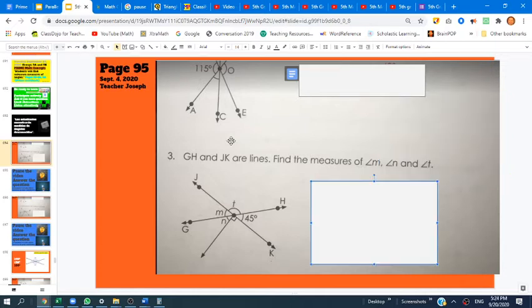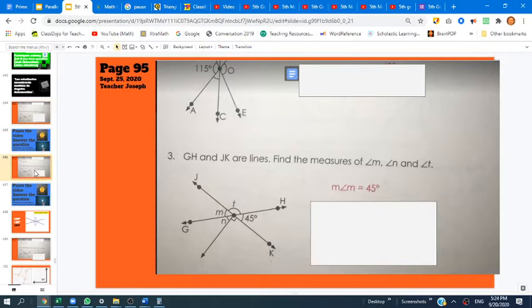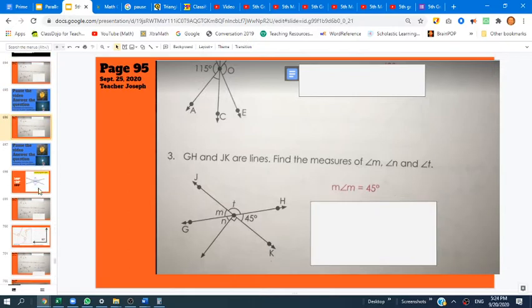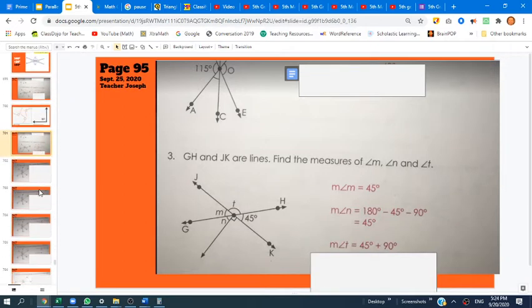All right, so let's go on to the next problem. On the next problem, boys and girls, what you're going to do is you're going to try to find out what angle measurement is. Let's go to page 96.